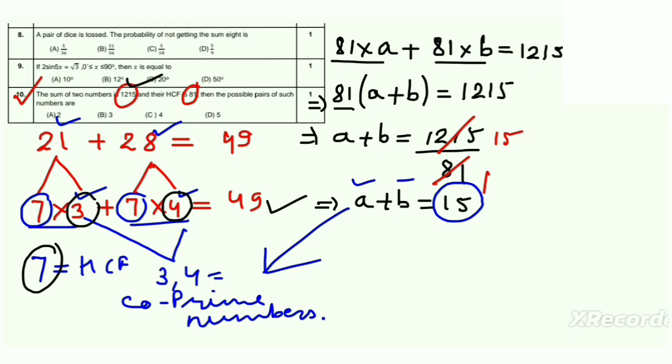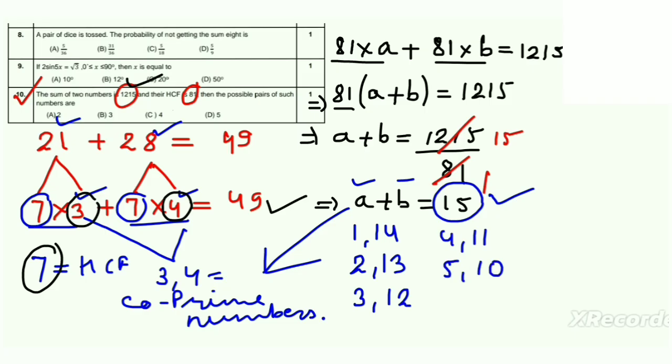So firstly, let's break it randomly. We can split 15 like this: 1 and 14, also 15; 2 and 13, also 15; 3 and 12, also 15; similarly 4 and 11, also 15; 5 and 10, also 15; 6 and 9, also 15; and finally 7 and 8, also 15.